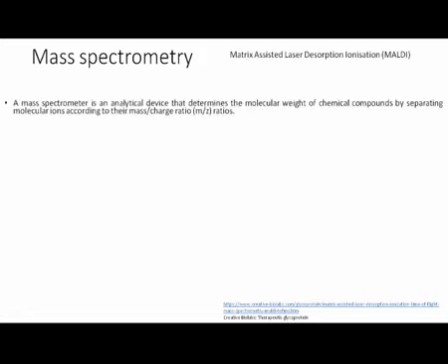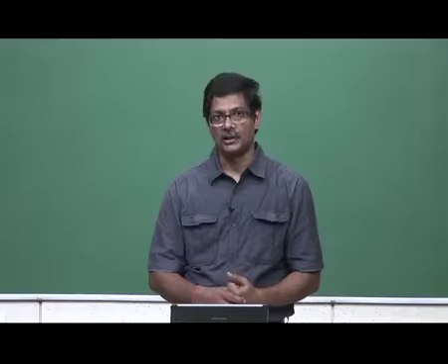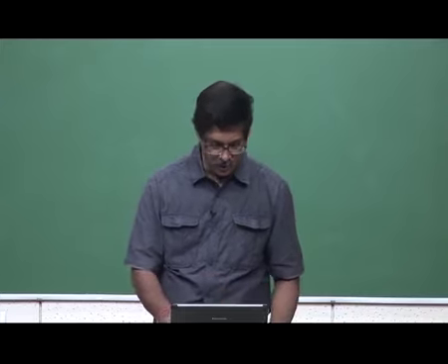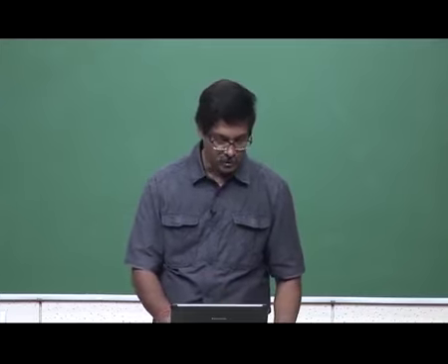So, what is a mass spectrometer? It is an analytical device that determines the molecular weight of chemical compounds by separating molecular ions according to their mass to charge ratio. This mass to charge ratio is automatically generated because you generate the charge on these molecules by a method which I will be telling you in just a few minutes.